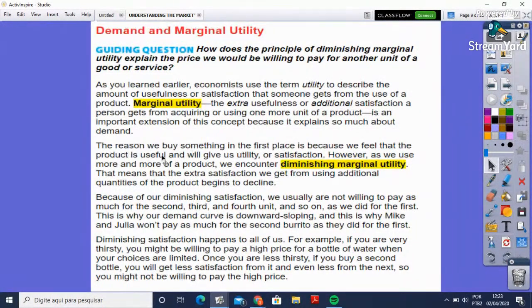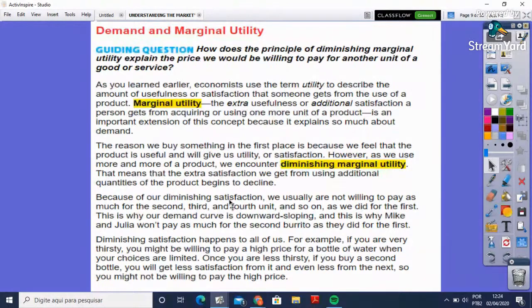Okay? It's an important extension of this concept because it explains so much about demand. So the more satisfaction I get, the more I will buy it. This is my marginal utility. On the other hand, we have something called diminishing marginal utility. What is this? It's when my satisfaction starts going down. Okay, when the extra satisfaction that I get from using additional quantities of the product begins to decline. It's not really so important to me anymore.